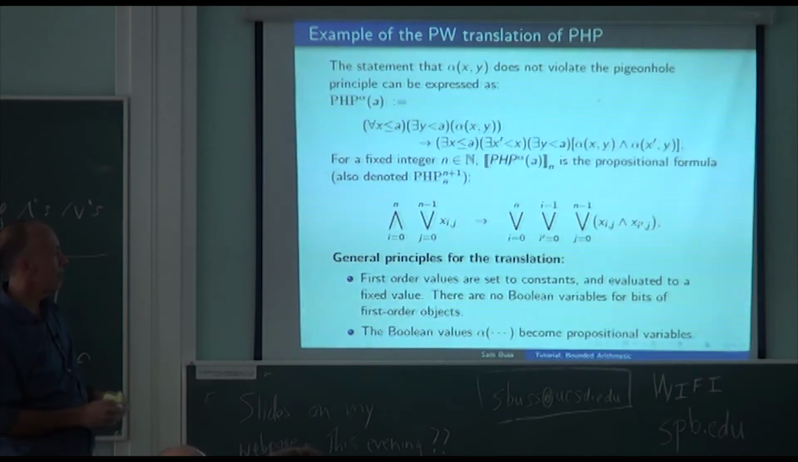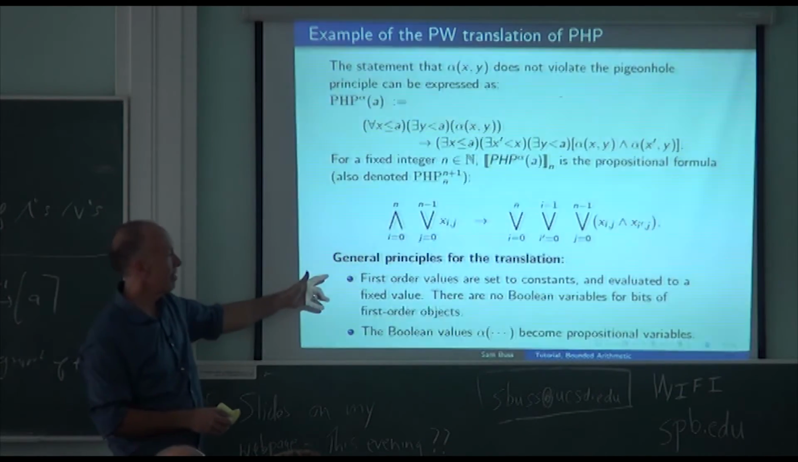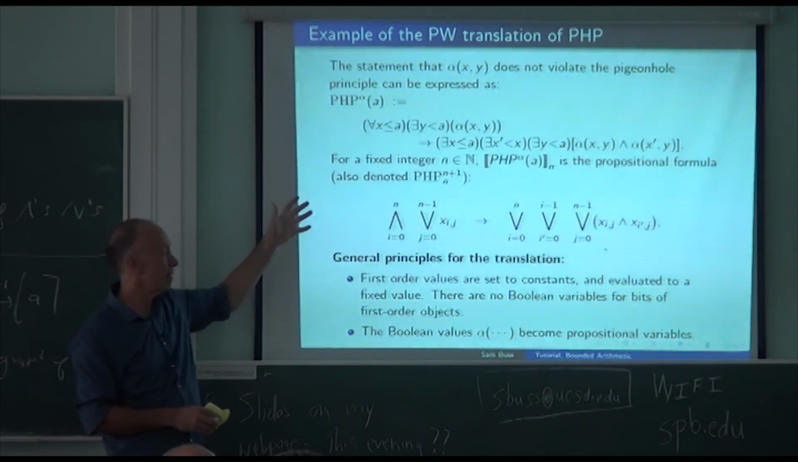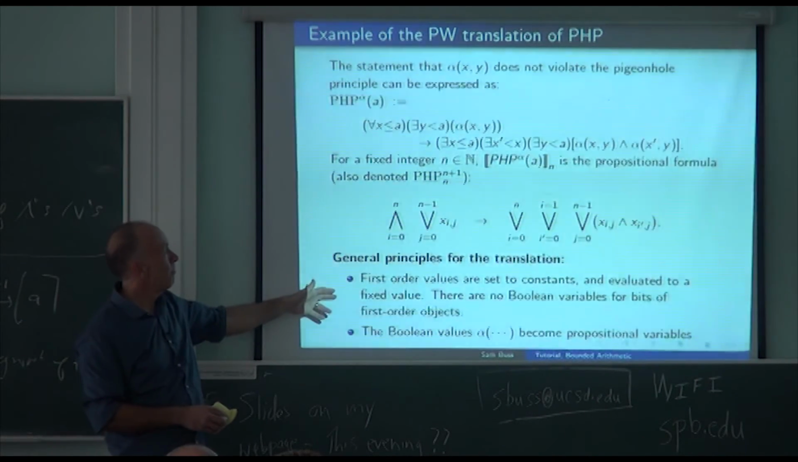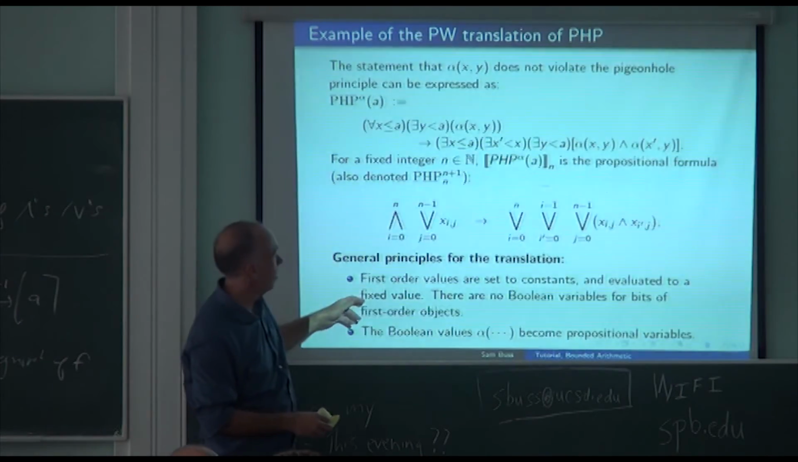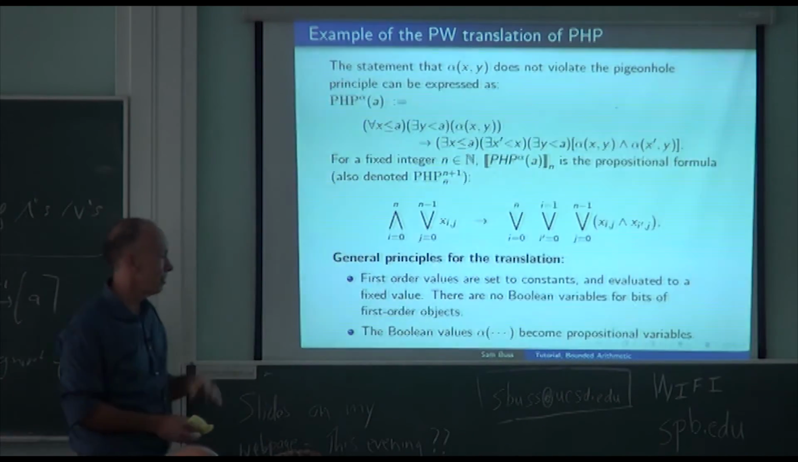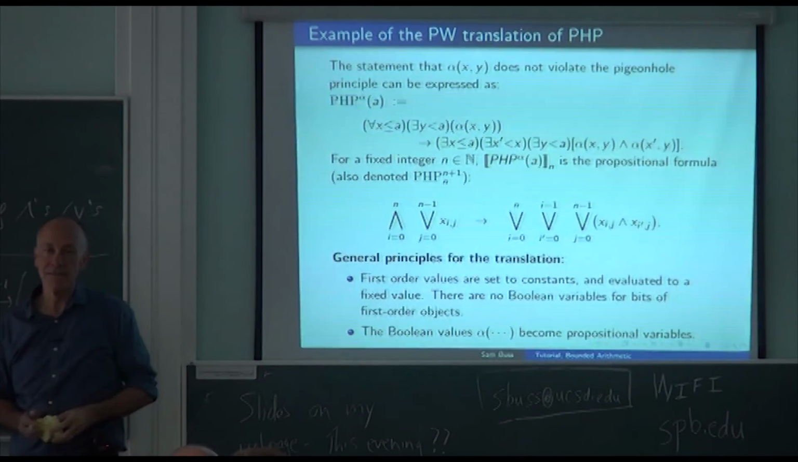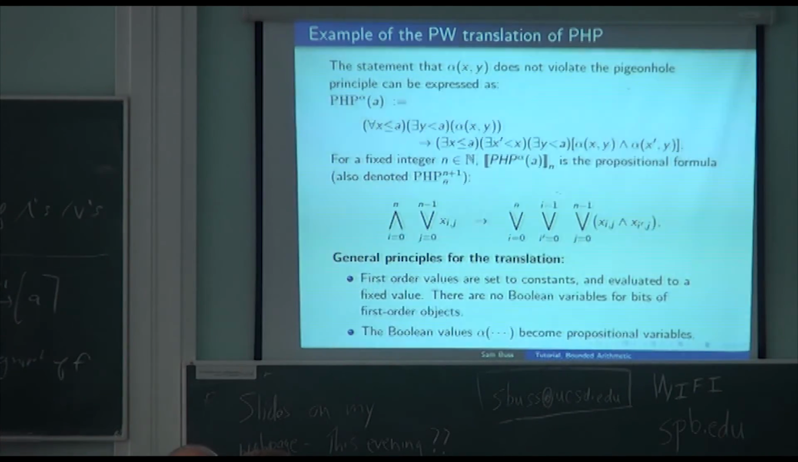So the general principles are written here. First order values are set to constants. Like I set a to the number n, a constant number. They're evaluated to a fixed value. So there are no Boolean variables for bits of the first order objects. Instead, the Boolean variables are for the values of alpha. This is one of the famous principles in all of complexity theory, used all over the place. And we get this kind of translation.